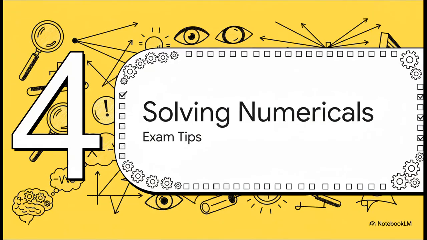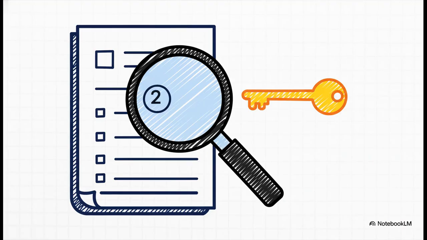Okay, everyone, listen carefully now. We're moving on to a very important section, tips for solving numericals. These are some points you must remember for your exams. Here is the first and most important tip. When you get a numerical on hypermetropia, the one piece of information you must look for is the near point of the defective eye. This value is the key to solving the entire problem.